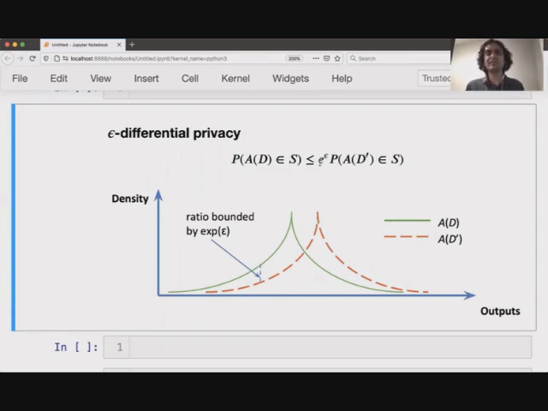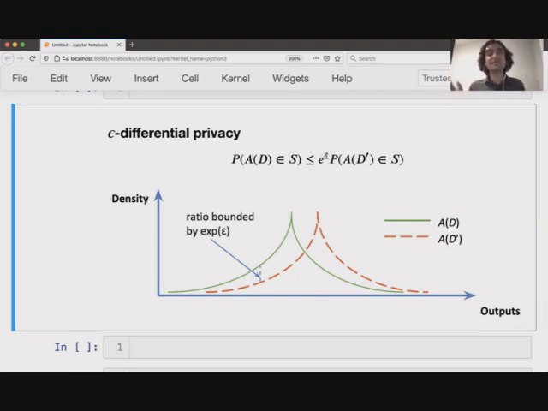And what does this mean? Well, if epsilon is really small, you can think about the Taylor series expansion of e to the epsilon, which is 1 plus epsilon plus something like epsilon squared. Those are all going to be super small if epsilon is close to 0. So you can think of this as being pretty similar to 1 plus epsilon. So the probability that A of D is in this set S is going to be very close to e to the epsilon times this. It's essentially a factor of 1 plus epsilon, or a factor of e to the epsilon, off.